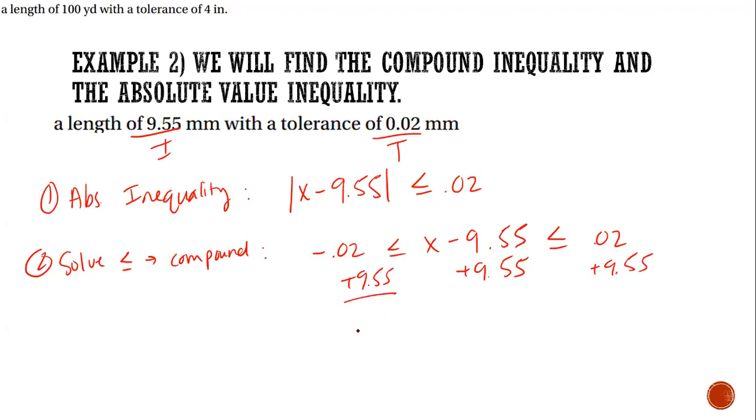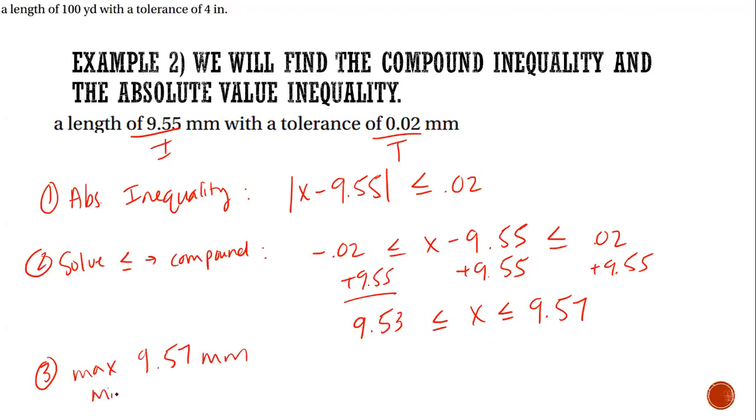And that's going to leave me with 9.53 ≤ x ≤ 9.57. So by the end, I could state that my max value would be 9.57 millimeters and my min value would be 9.53 millimeters. And that would be finding your max and min, given your intended value and your tolerance.